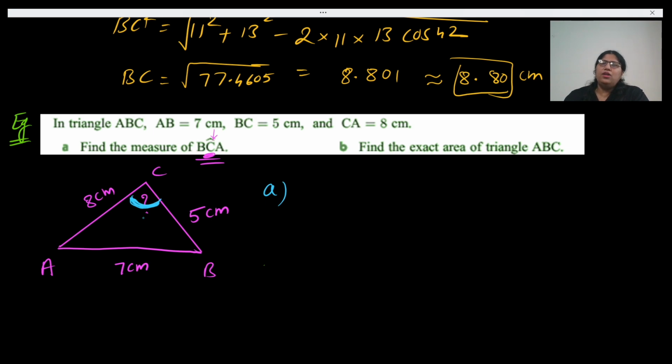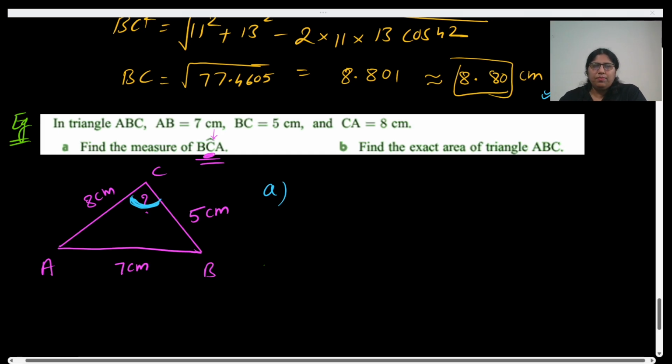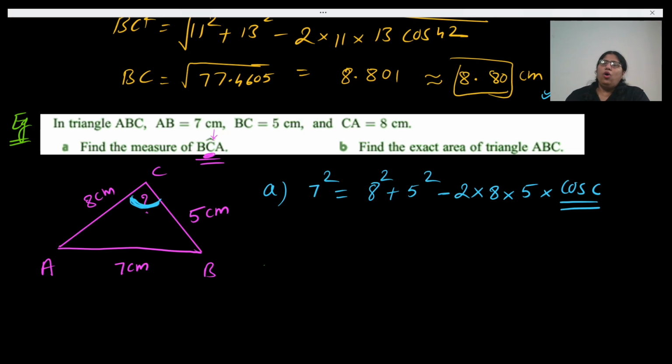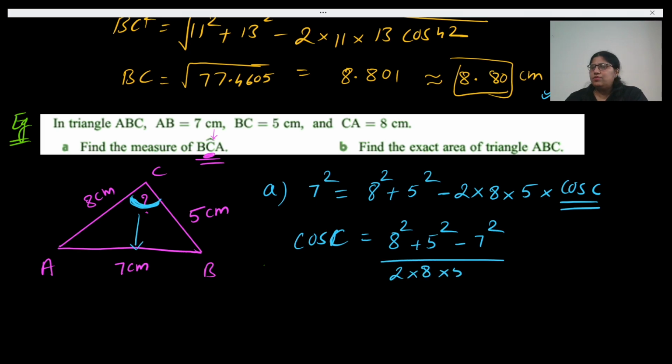You can start with the normal formula and later you can transpose, because the first formula is a square equals b square plus c square minus 2bc cos A. It's easy to remember. So I'll start with here 7 square, which is 8 square plus 5 square minus 2 times 8 times 5 times cos C, and you can make cos C as the subject. Or if you remember the rule, I can directly take cos C, then you take 8 square plus 5 square, then the opposite side square needs to be subtracted, divided by 2 times 8 times 5, right?